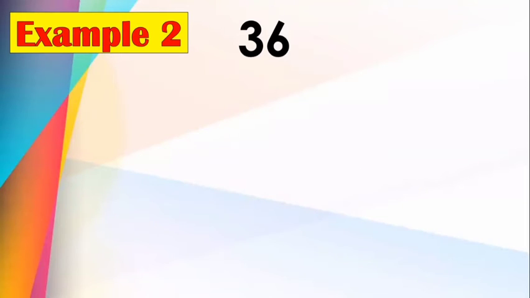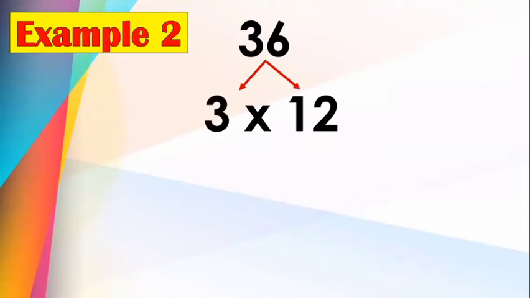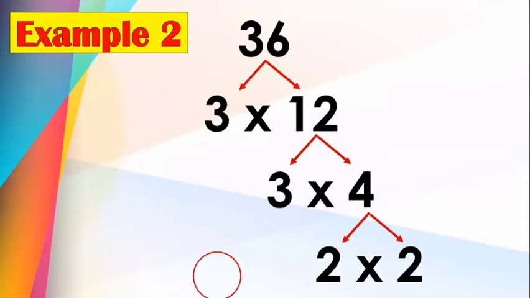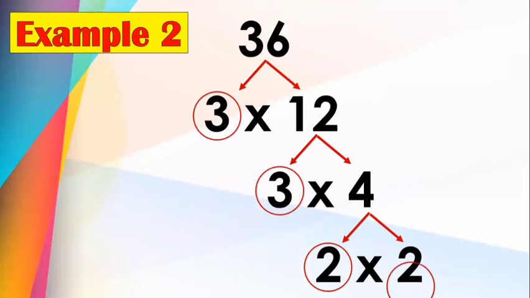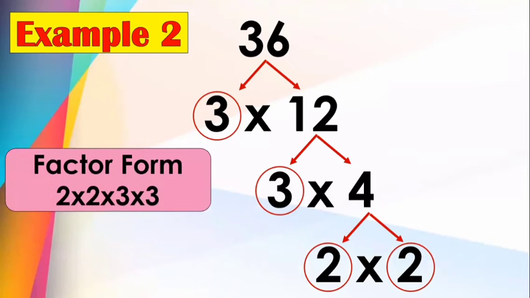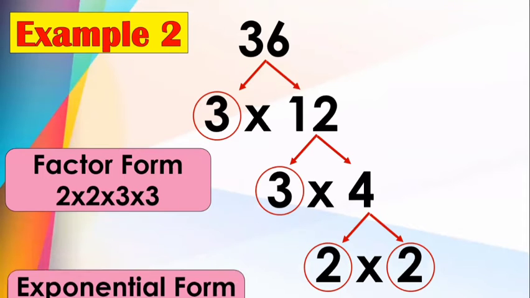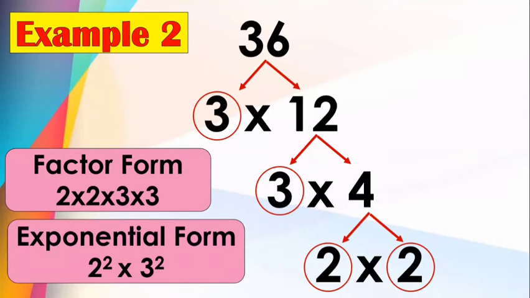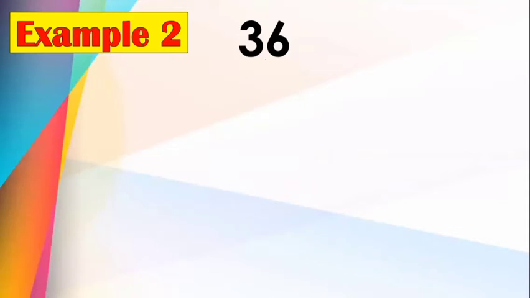We can also use this one. We have 3 times 12. 3 is a prime number and 12 is a composite number. So 12 is 3 times 4. 3 is a prime number and 4 is a composite number. So 4 is 2 times 2. 3 and 2 are prime numbers. So the factor form of 36 is 2 times 2 times 3 times 3. The exponential form is 2 squared times 3 squared.